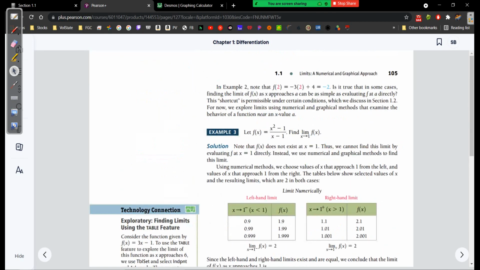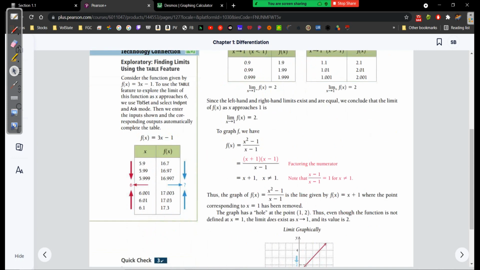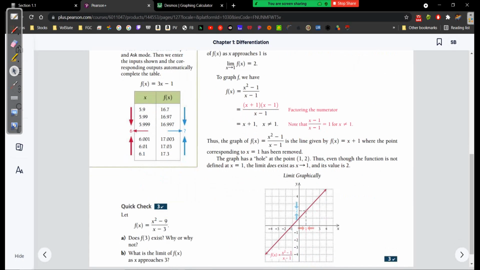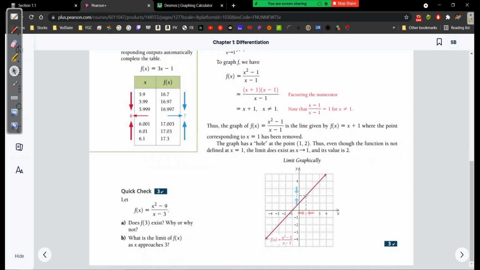That's how, up here, remember I said finding the limit of f of x as x approaches a can be as simple as evaluating f at a directly. Okay, we obviously see that that is not the case. We cannot just simply evaluate at that point directly because, in this particular case, we would have gotten undefined. And of course, the solution is not undefined. So I think that's pretty interesting.